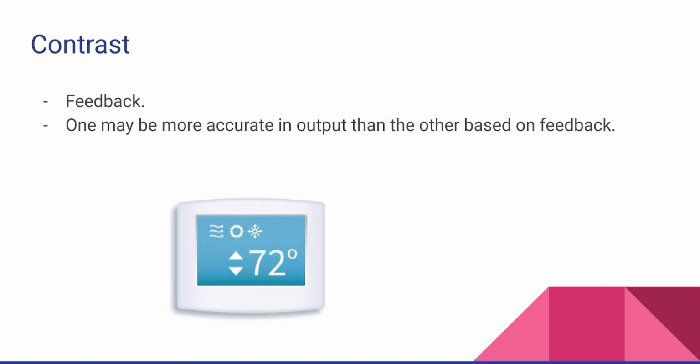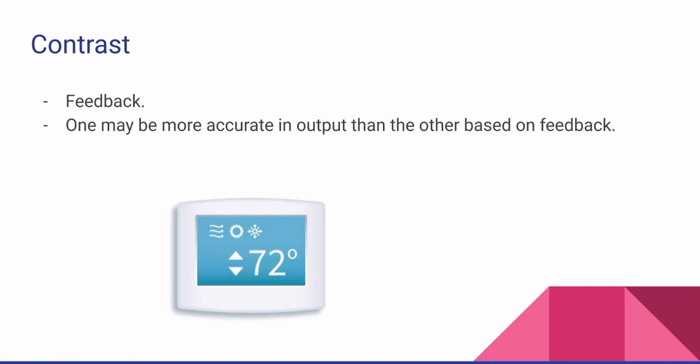So when we contrast both of these, one has no feedback and one has feedback. So as mentioned before, the open loop control system does not have any feedback, whereas closed loop control system uses feedback to complete movement. So one may be more accurate in input than the other based on feedback.